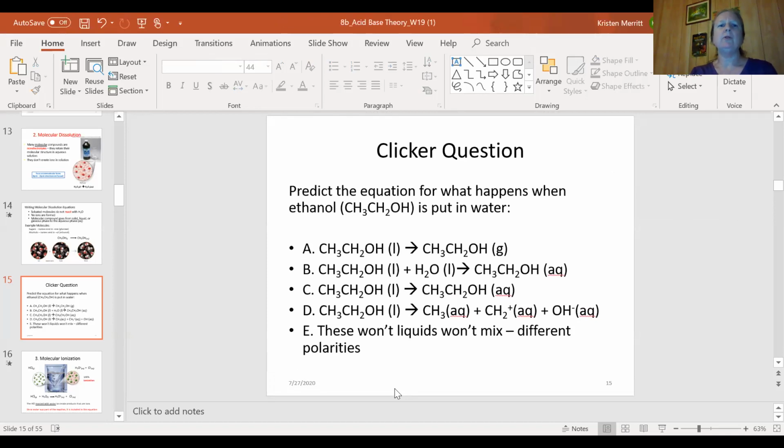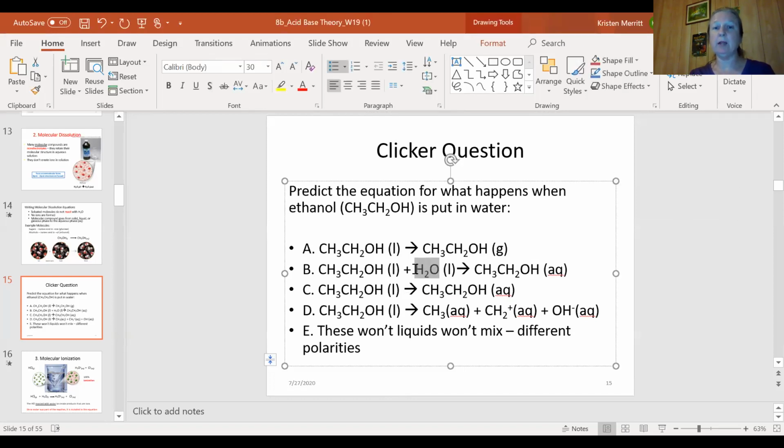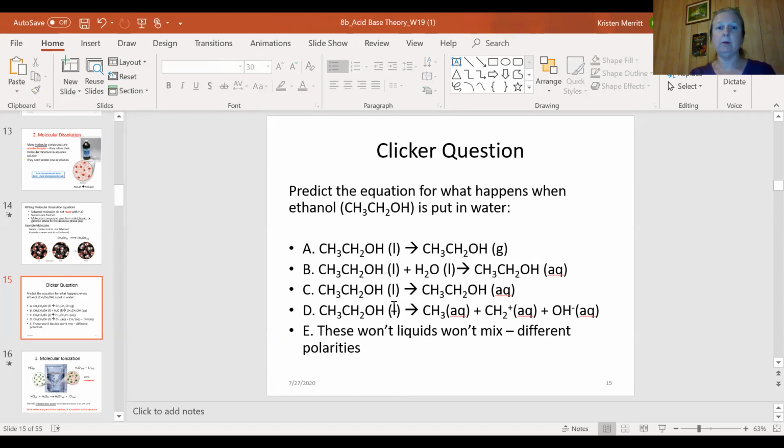So what happens when we put ethanol in water? Okay, it's a molecular dissolution. So you have your starting phase. It can't be this one because it's not going to go to gas, it's going to go to aqueous, right? Like this one and this one. It is not going to break up into its constituent parts. That's not going to happen. It's going to do this. And this one is wrong because they've included H2O in it. That is not correct. The only thing you do is change the phases. And that says, I have just dissolved this ethanol in water.